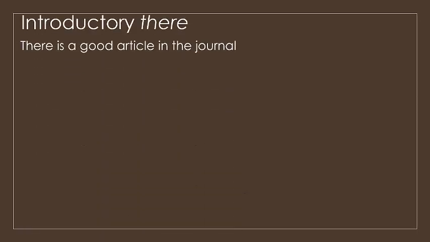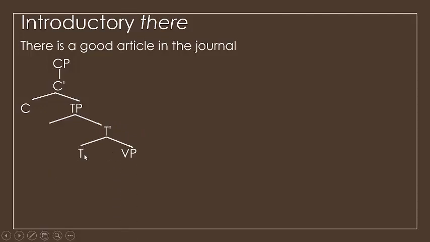There is a good article in the journal. It's a CP, and the CP here branches into C bar, and C bar branches into C and TP. TP here branches into a specifier, which is always empty, and T bar. T bar here branches into T as the head, and VP as its complement. And the VP here branches into NP and V bar.